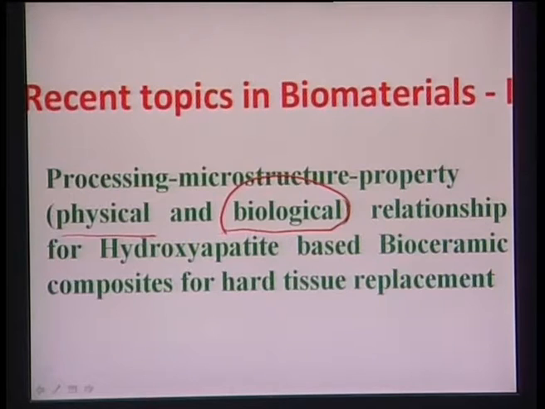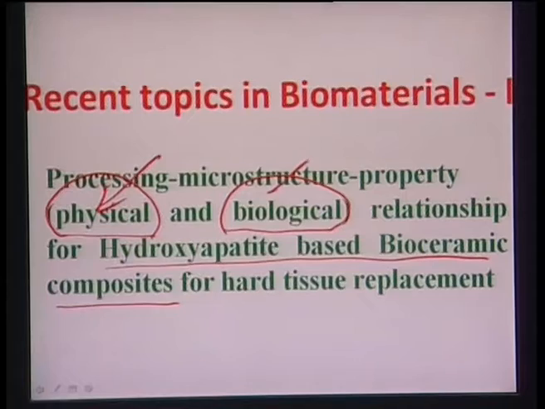Physical properties like strength and toughness, or biological properties like in vitro cytotoxicity, cell growth, cell proliferation, cell fate processes, as well as in vivo biocompatibility, will drive the development of hydroxyapatite based bioceramic composites. The fundamentals of the physical and biological properties of tissues as well as synthetic materials were already discussed in the last several lectures.